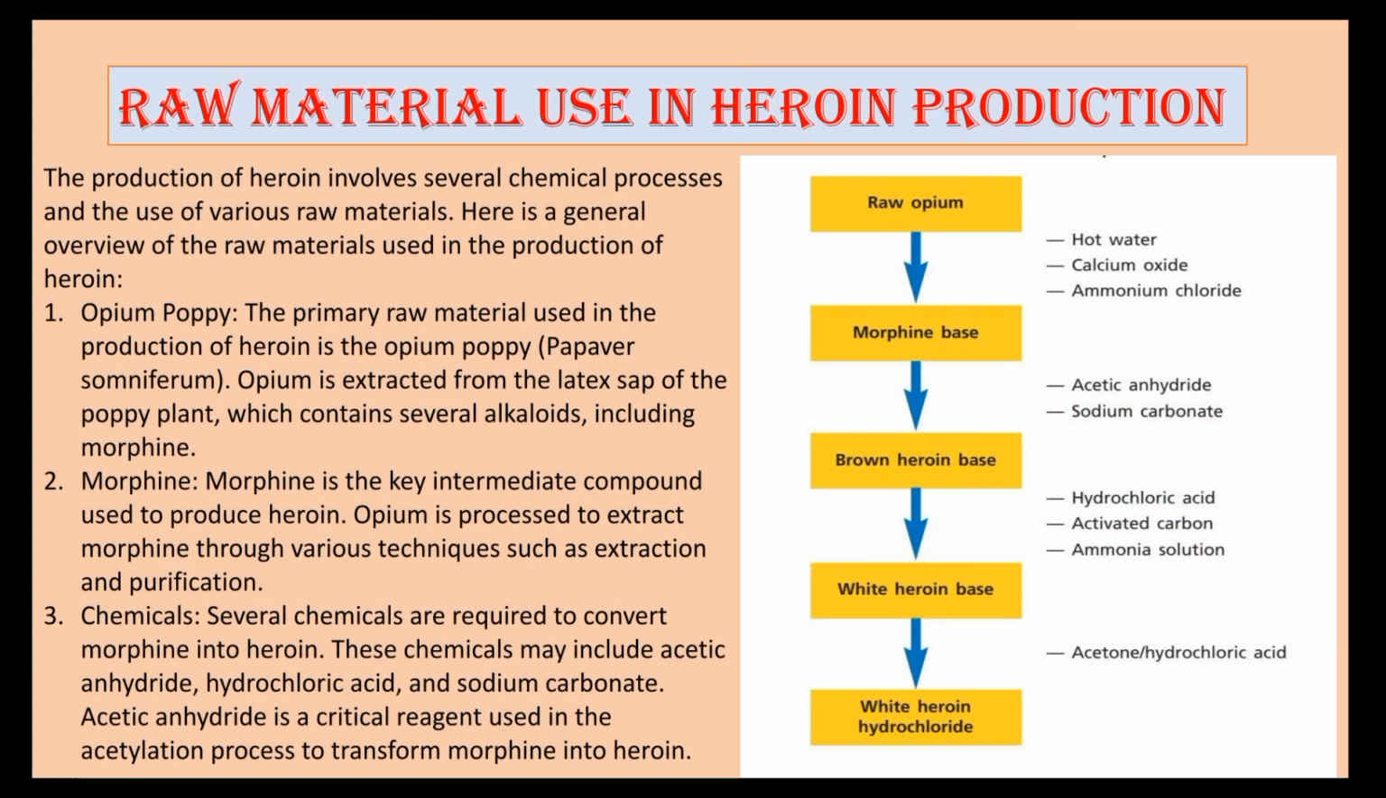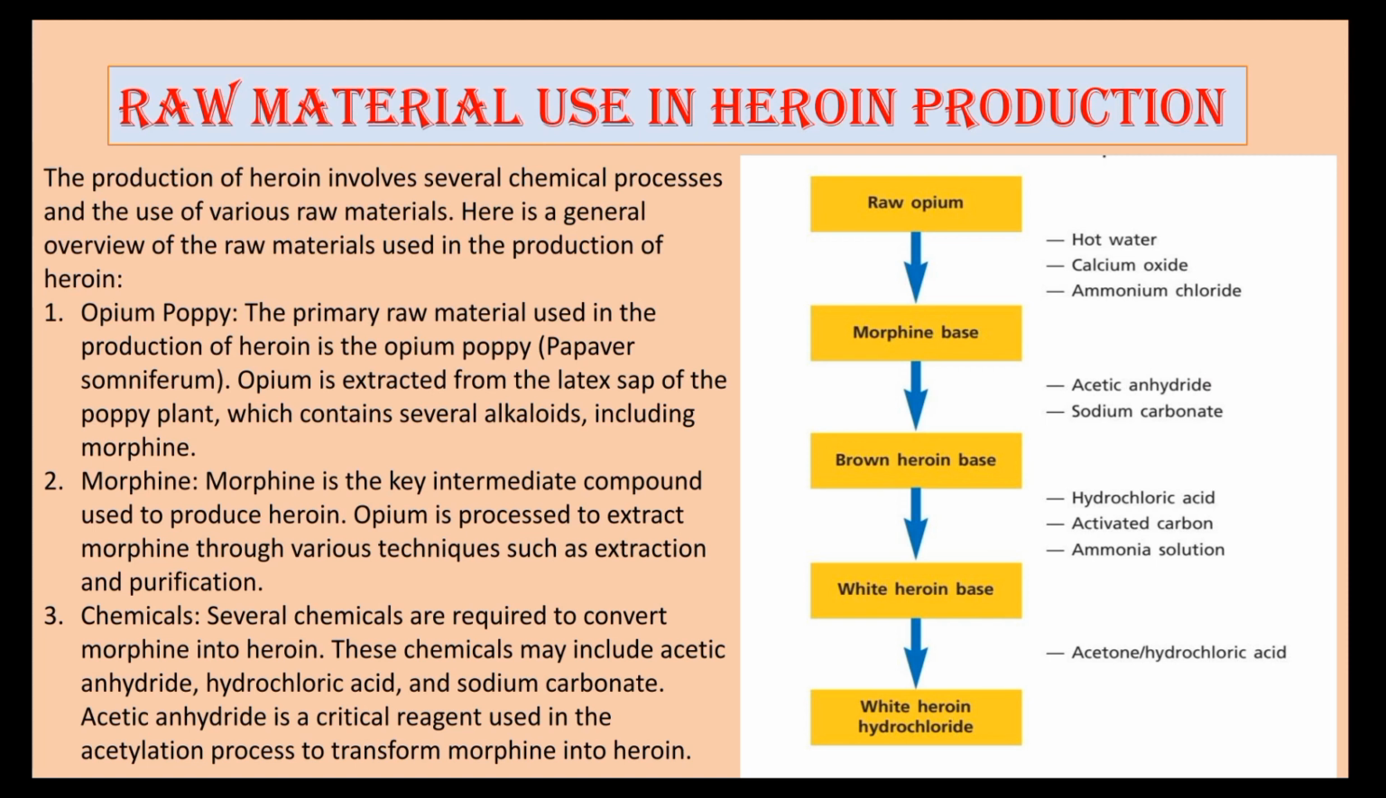Then the raw materials that are used in heroin production are of three types. The first is opium poppy, the second is morphine, and the third is the chemicals. Opium poppy is the first raw material used in heroin production. The primary raw material used in the production of heroin is the opium poppy. Opium is extracted from the latex sap of the poppy plant, which contains several alkaloids, including morphine. Morphine is the most important raw material used in the production and synthesis of heroin.